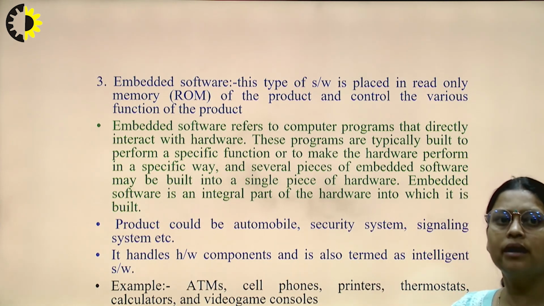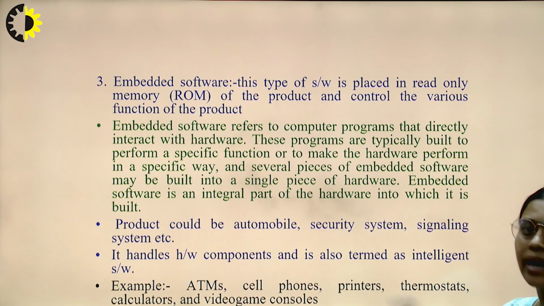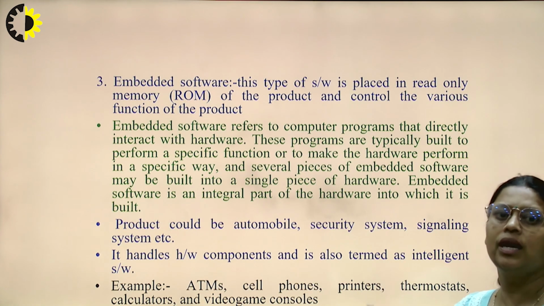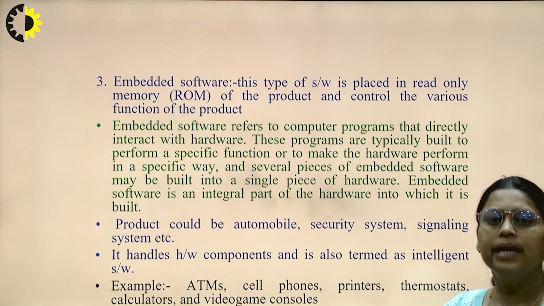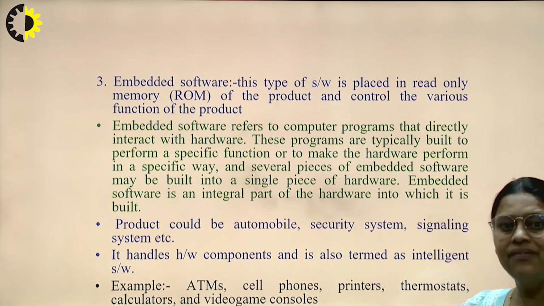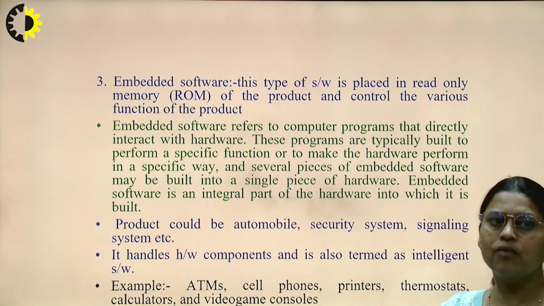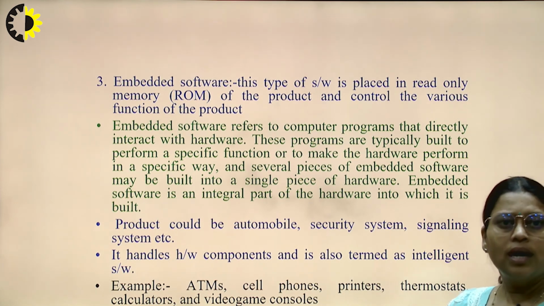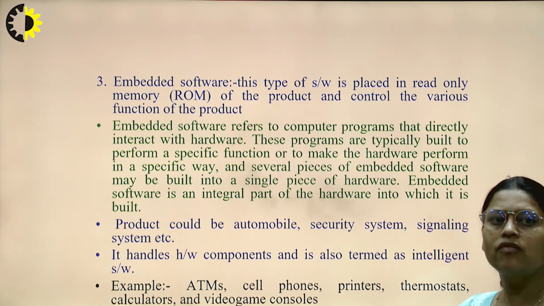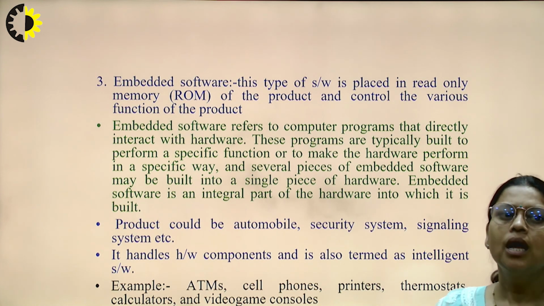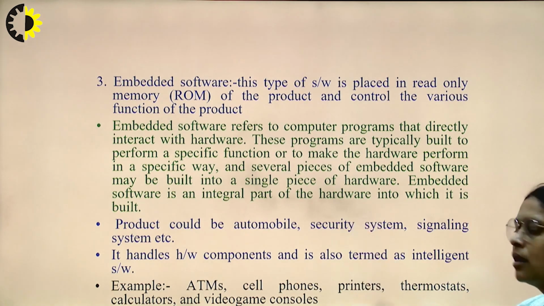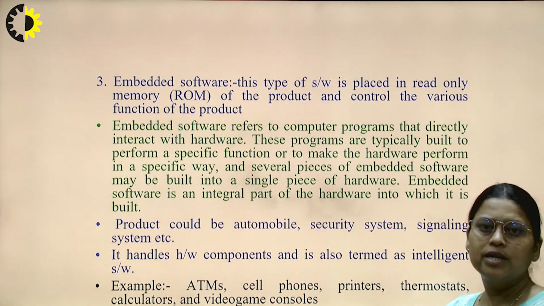Embedded software refers to computer programs that directly interact with the hardware. Like in mobile phones or in any chip, we are using some software, so it is called embedded software. These programs are typically built to perform a specific function or to make the hardware perform in a specific way. Several pieces of embedded software may be built into a single piece of hardware, and embedded software is an integral part of the hardware. The product could be an automobile, like security and signaling systems. They come under the category of embedded software.